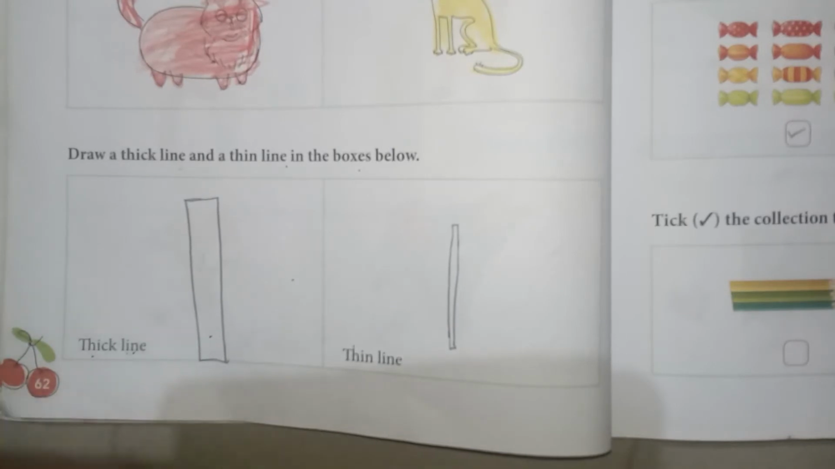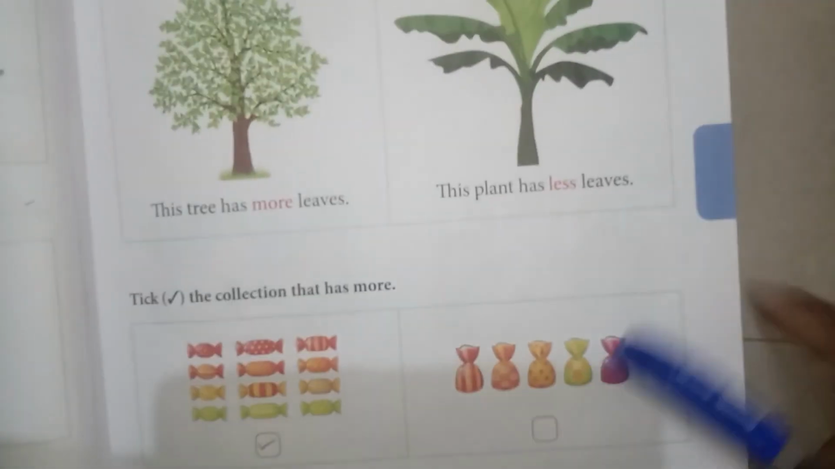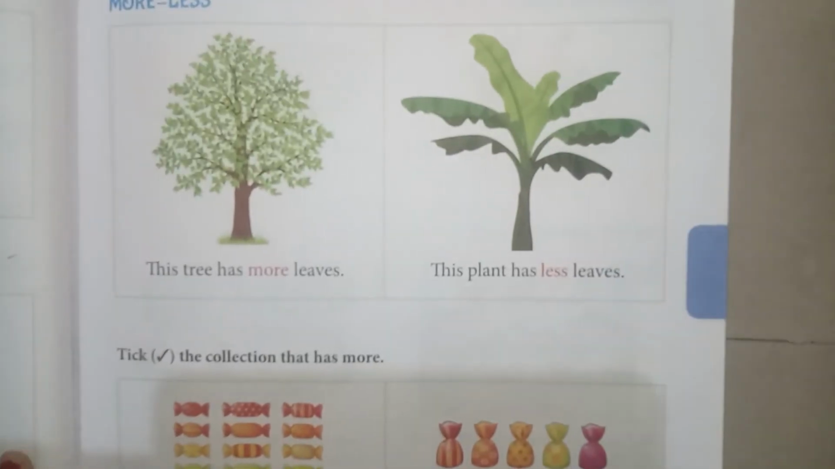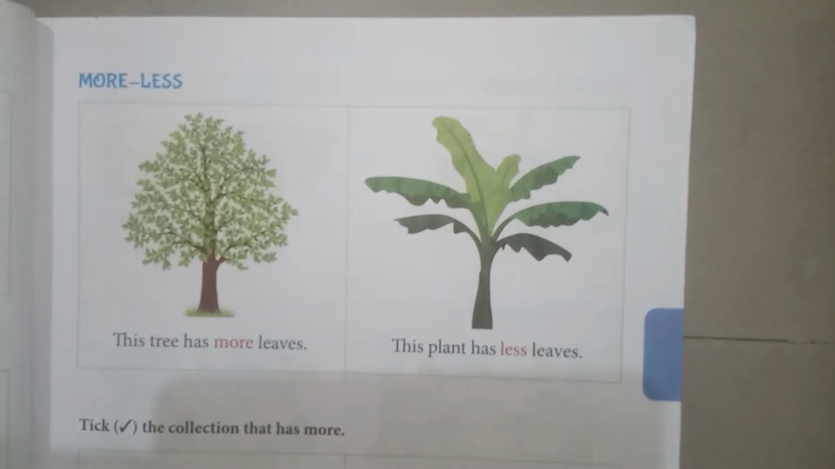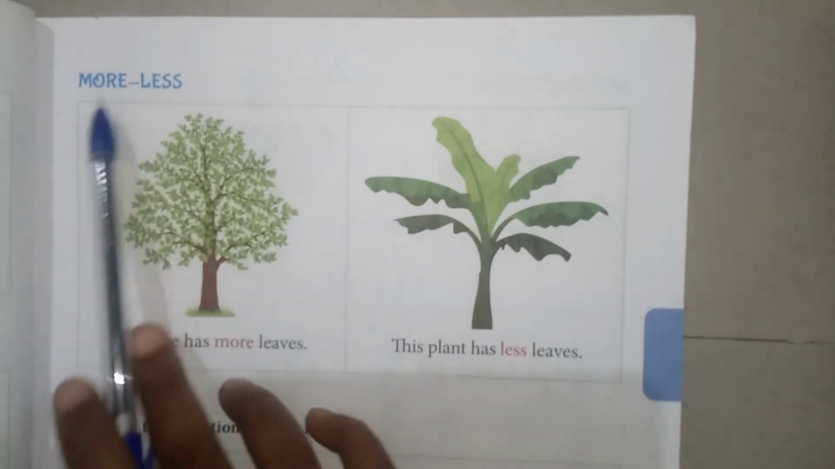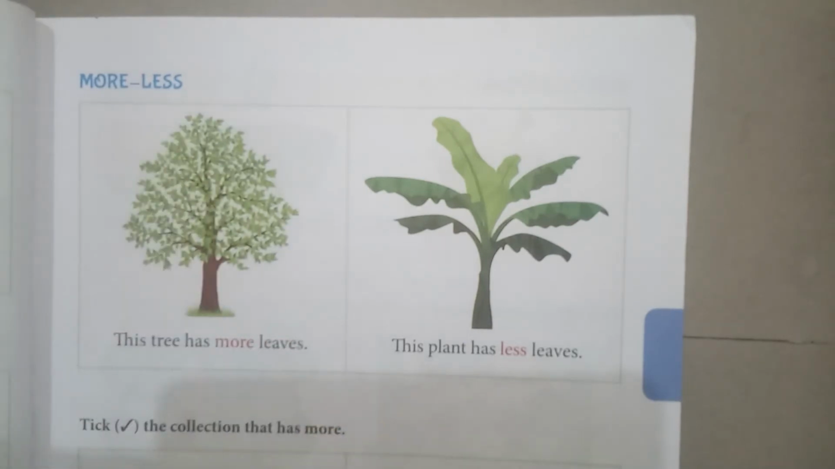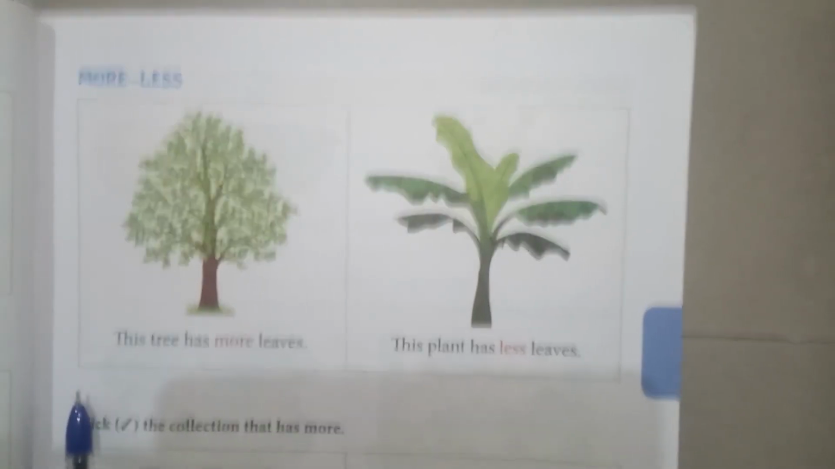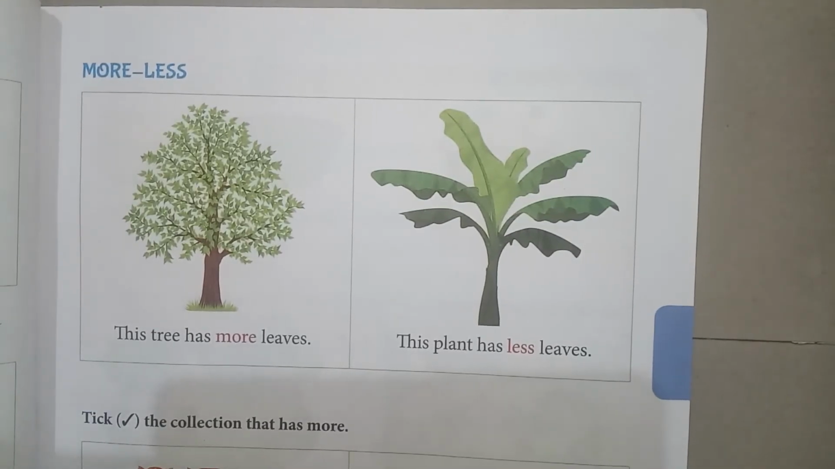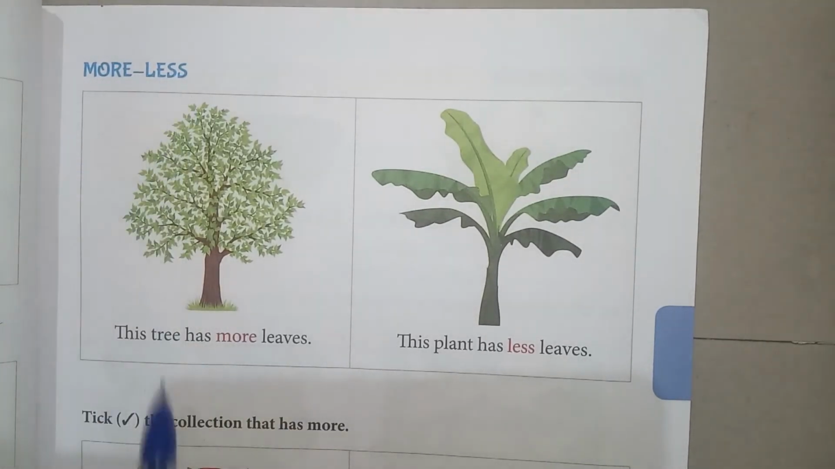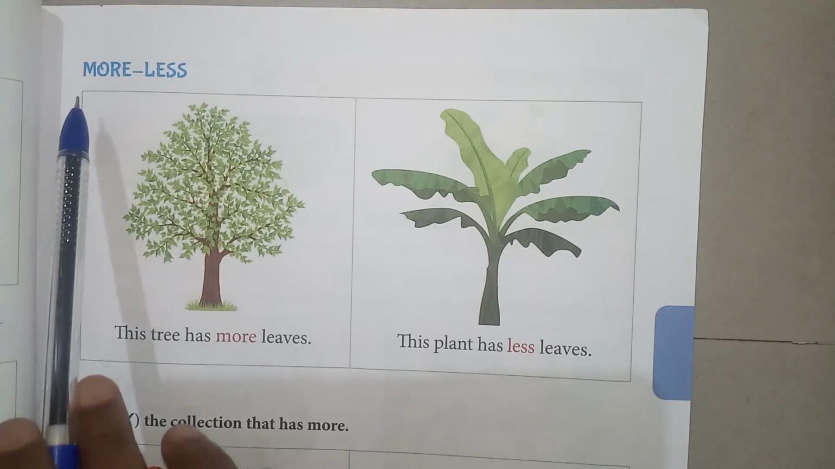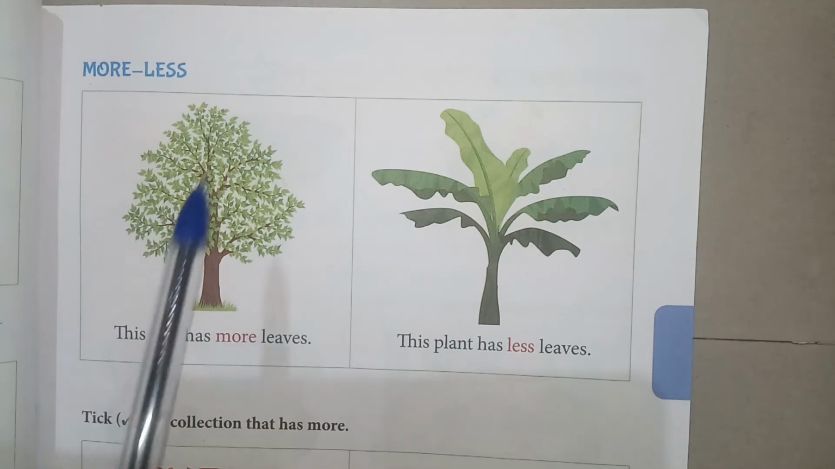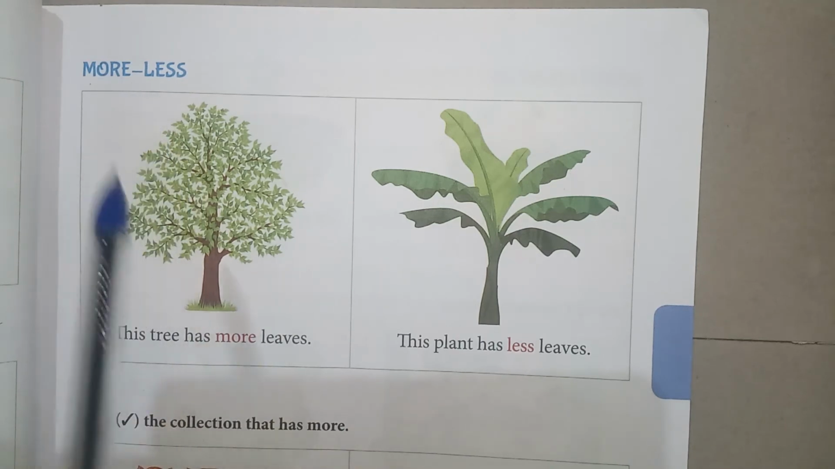Now something interesting we are going to understand here. Who will tell me what exactly we are going to understand? See, more and less. Dear students, let's understand the concept first. Here we are going to understand more and less. What is the spelling of more? More, M-O-R-E. Yes, more. L-E-S-S, less.